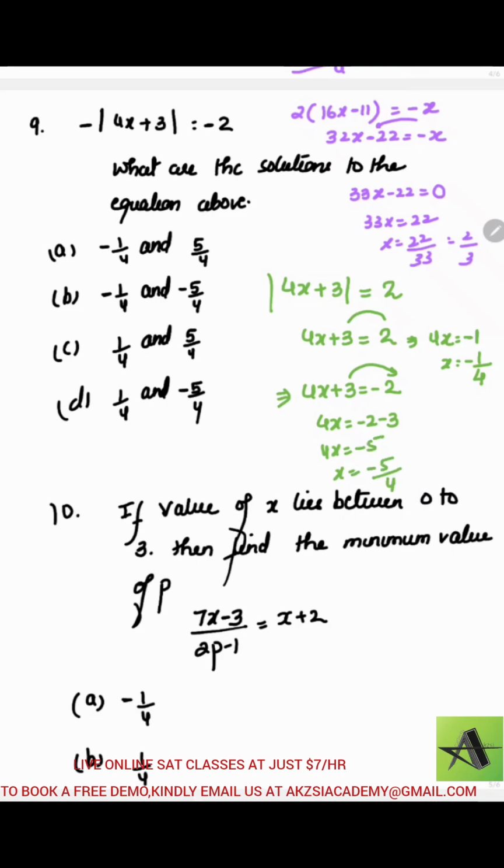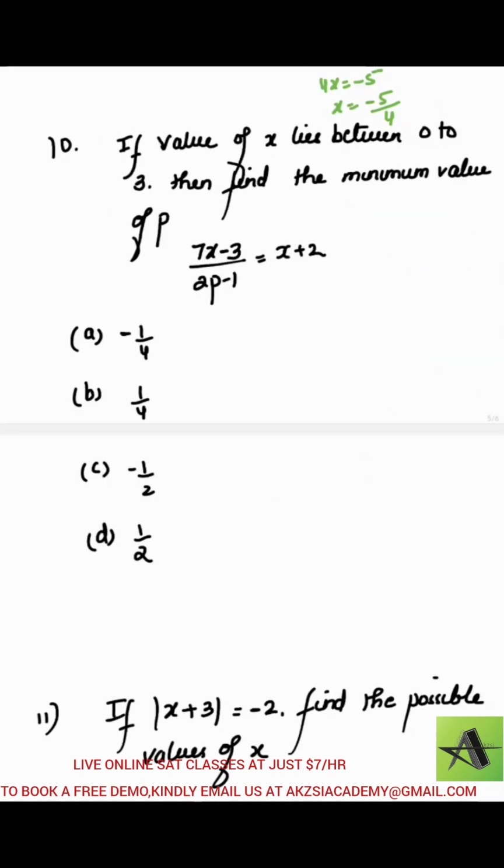So we have two different values for x, negative 1 over 4 and negative 5 over 4. So answer is B. Moving on to the next one.